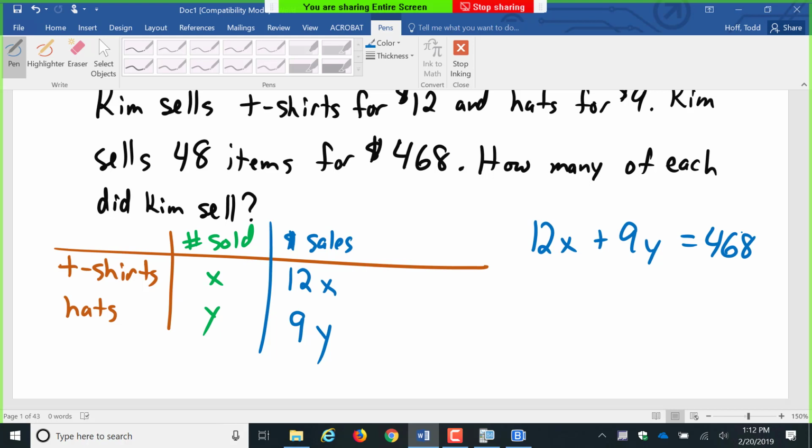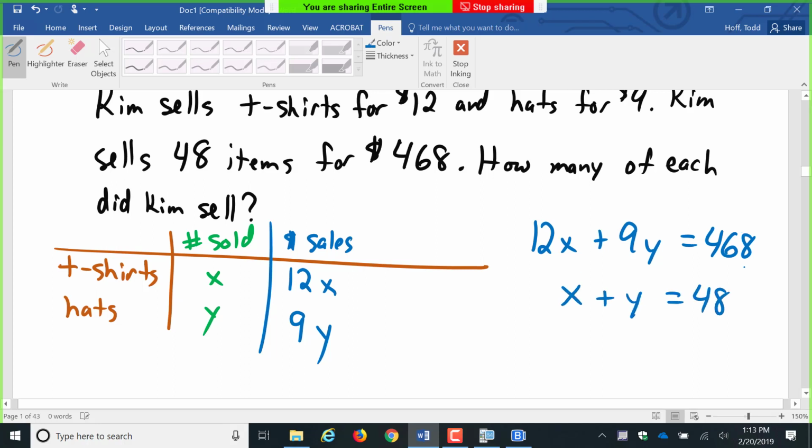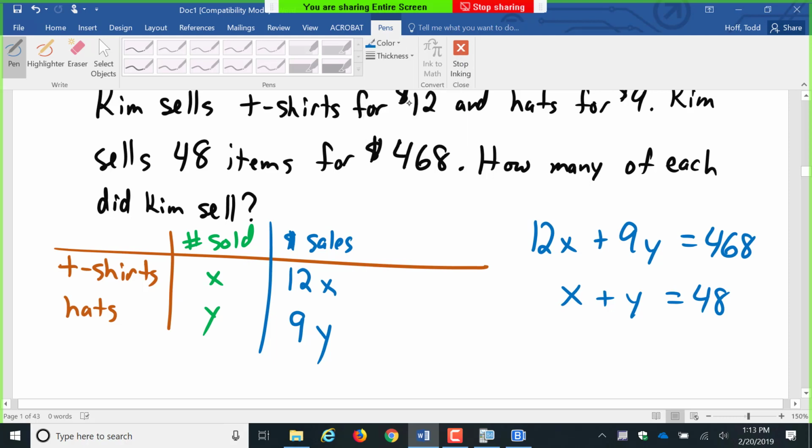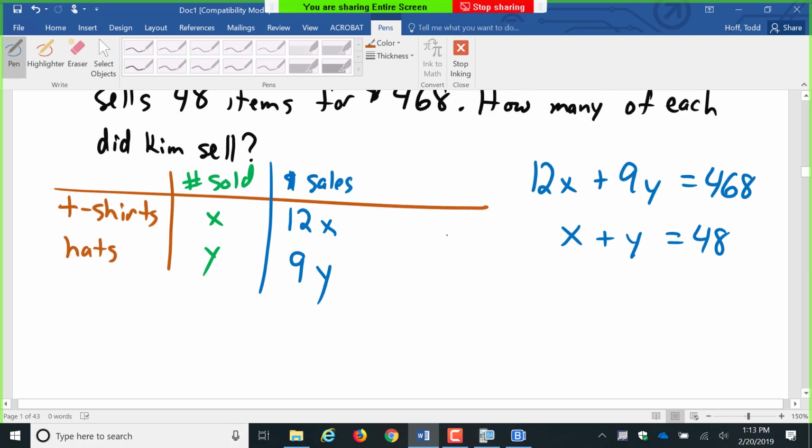What's the second equation going to be, though? Would it be x and y is 48 items? X plus y equals 48. Very good. Here we could use either method. We could use substitution or we could use addition. We haven't used addition for a while, so I'm going to use addition.